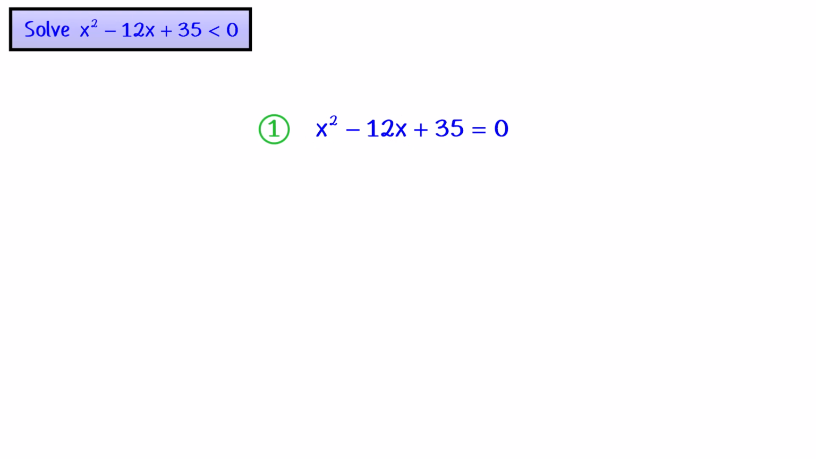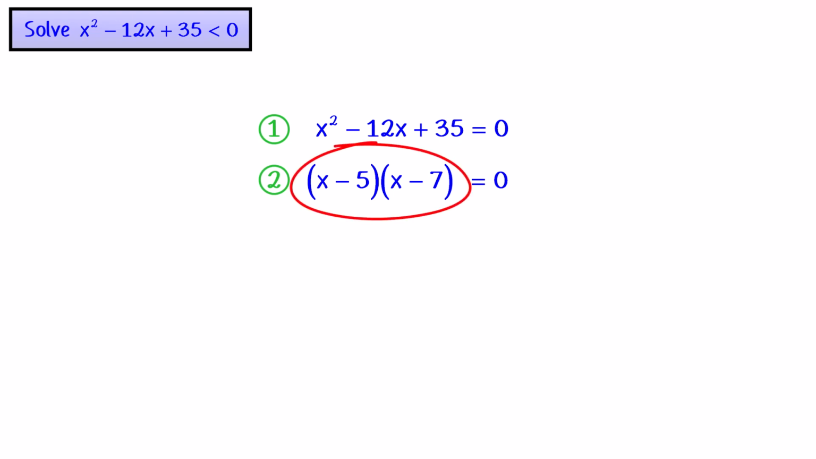To do this, notice that the coefficient of the x squared term is equal to 1. This means we can use the fact that two numbers multiply to give 35 and add to give minus 12. And the two numbers must therefore be minus 5 and minus 7. So we have x minus 5 multiplied by x minus 7 is equal to 0.